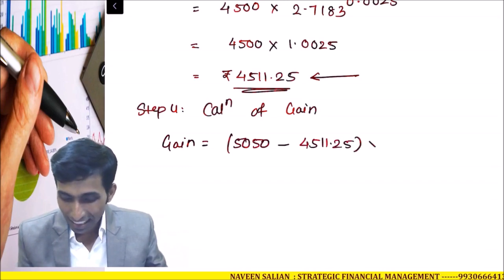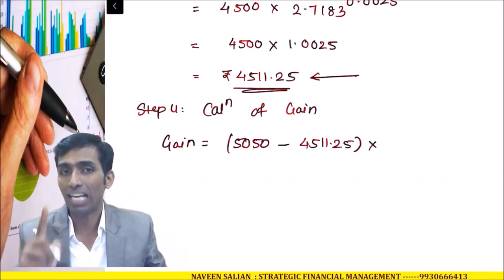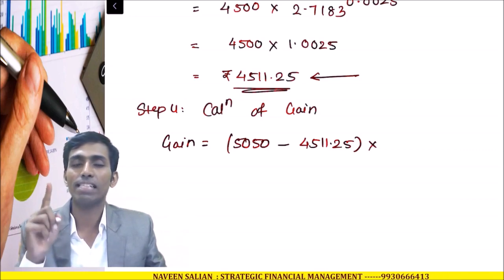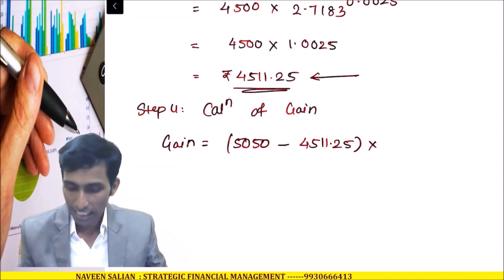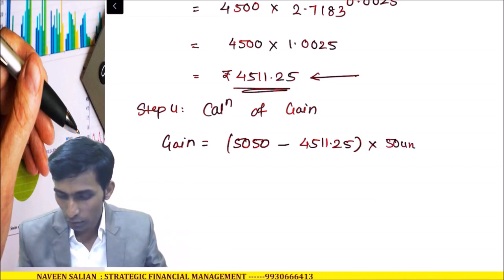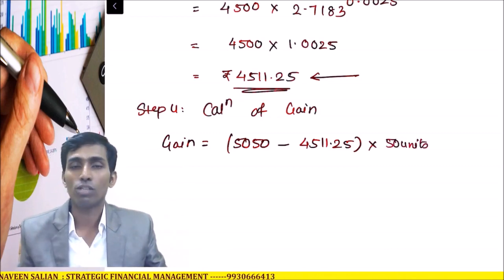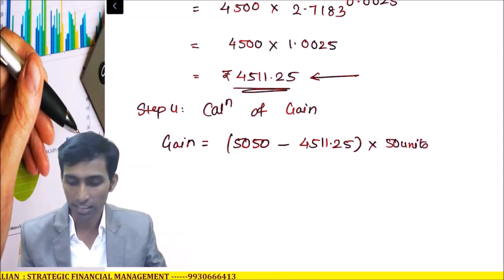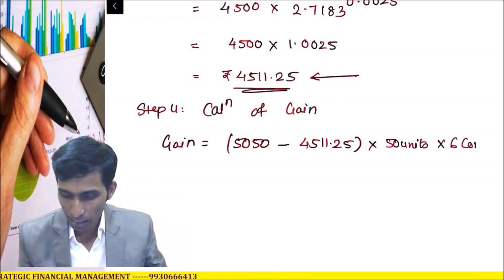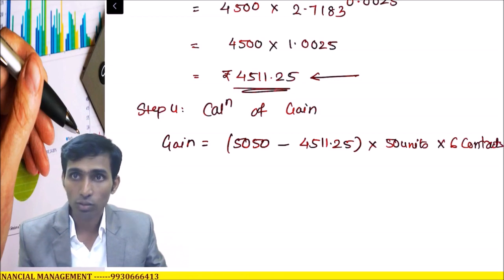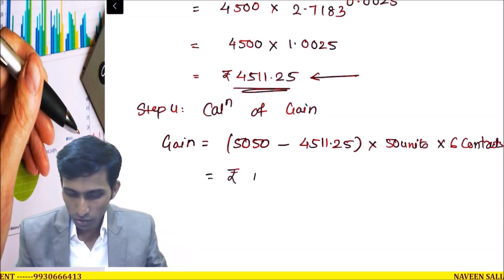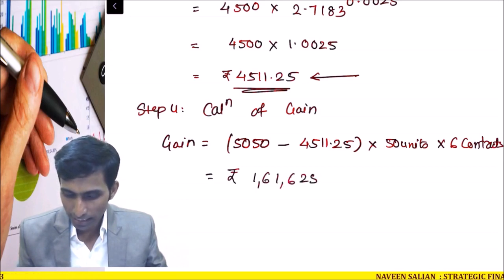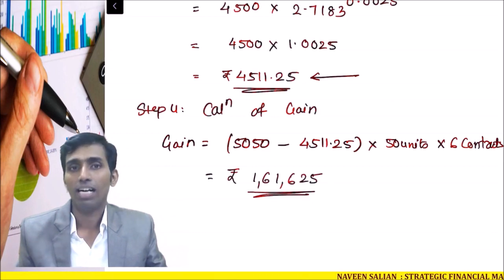Now 5050 minus 4511.25 into, see, this is for one single BSE future. In a lot there are 50 units of BSE in future, so I will multiply by 50, and I have taken 6 contracts, so I will multiply by 6 contracts. So this comes to, please check, it should come around 1,61,625.